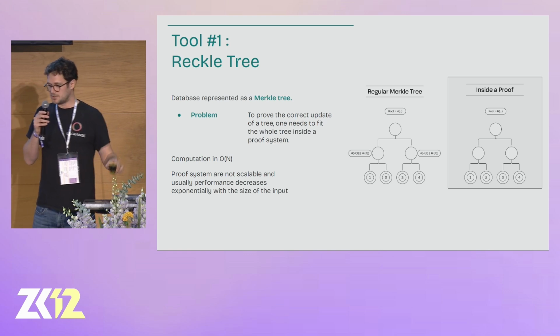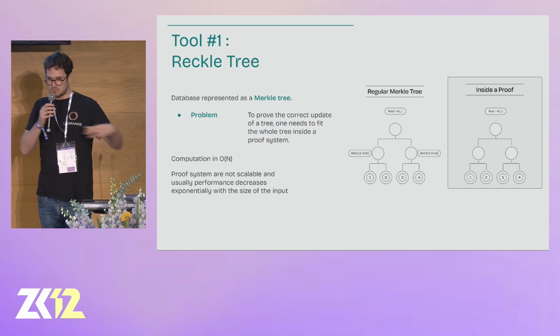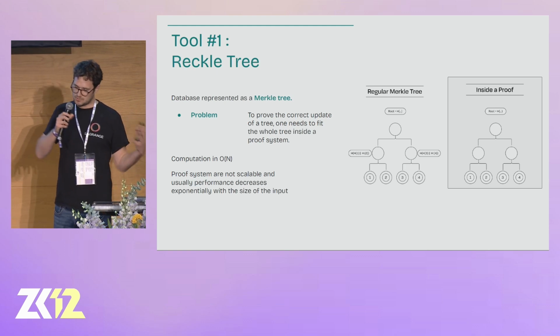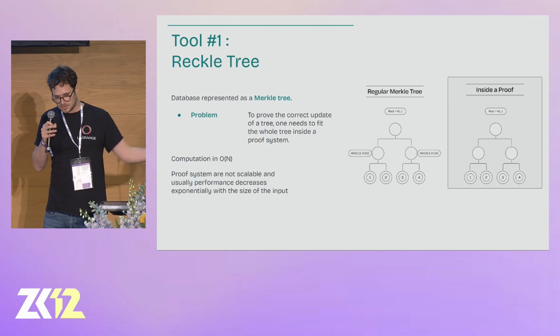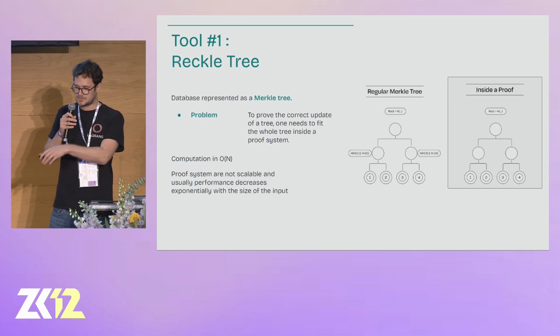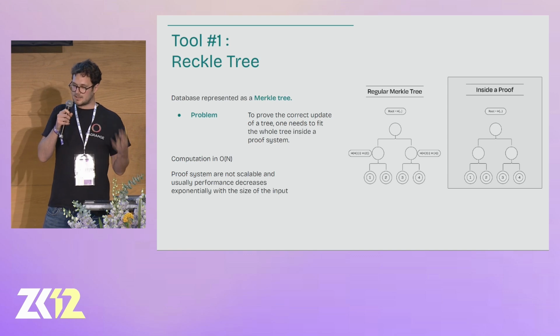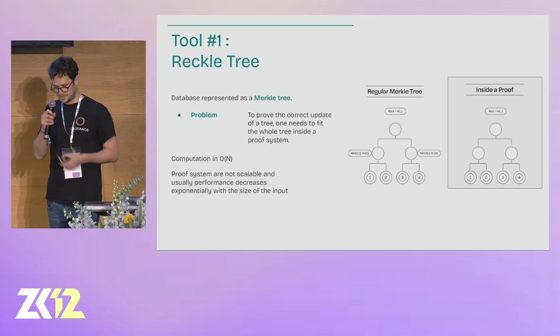Let's take the naive approach. If we use a regular proof system like Groth16 or, for example, any zkVM, the usual way you would do it is you feed all the witnesses, so you feed the values 1, 2, 3, 4, and you directly prove that they all are inside this tree.